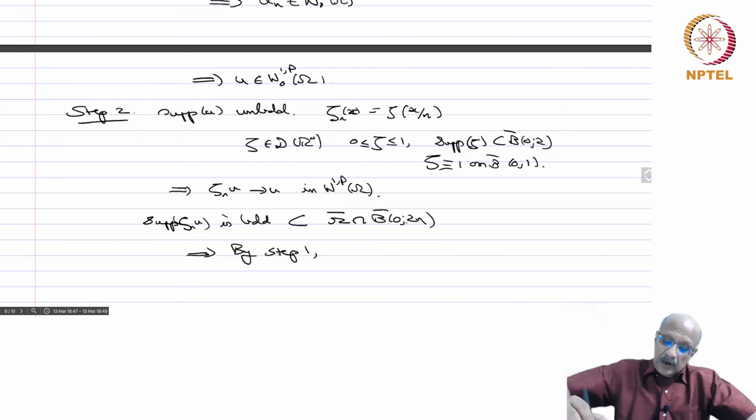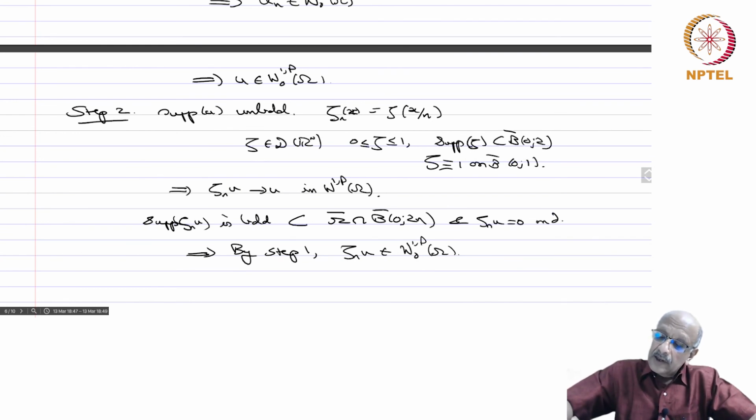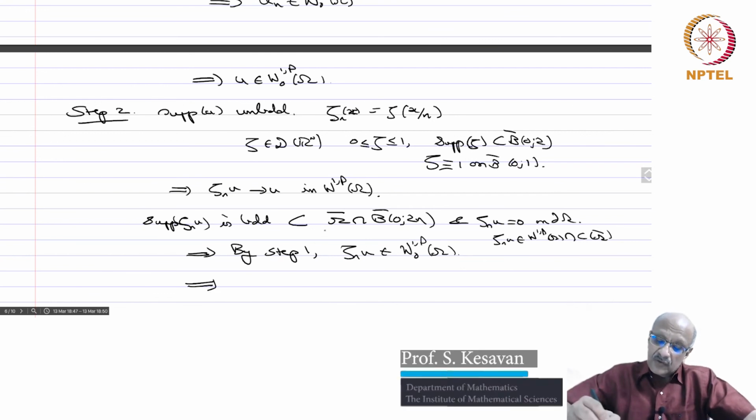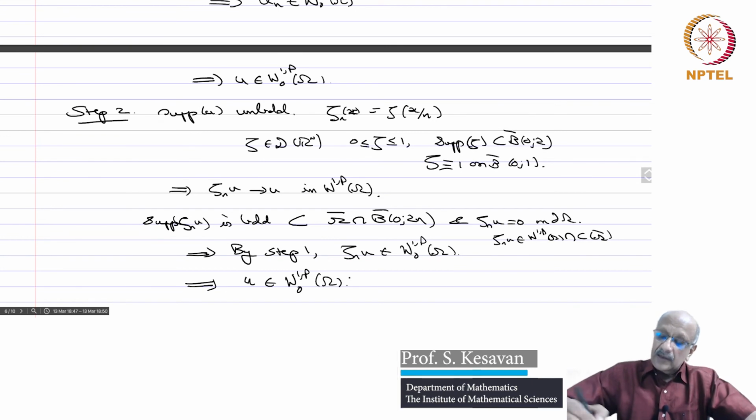you have it's a bounded set, and therefore if the support is bounded, we know that zeta n u belongs to W1p0 of omega, because it also vanishes on the boundary, and zeta n u equal to 0 on d omega. Therefore by step 1 you have this here, and zeta n u belongs to W1p of omega intersection C of omega bar. Everything is there, and therefore since zeta n u converges to u in W1p and zeta n u is in W1p0, this implies that u belongs to W1p0 of omega, and that completes the proof.